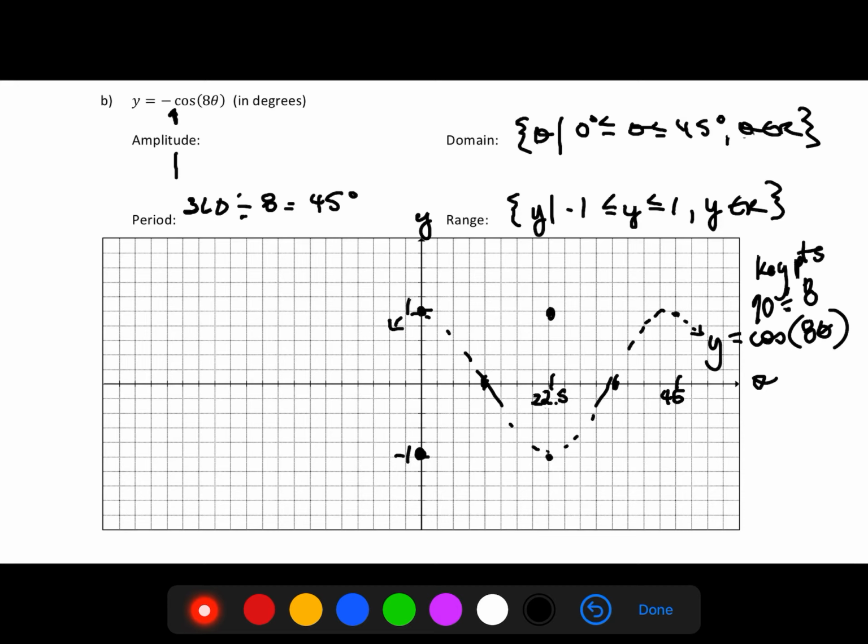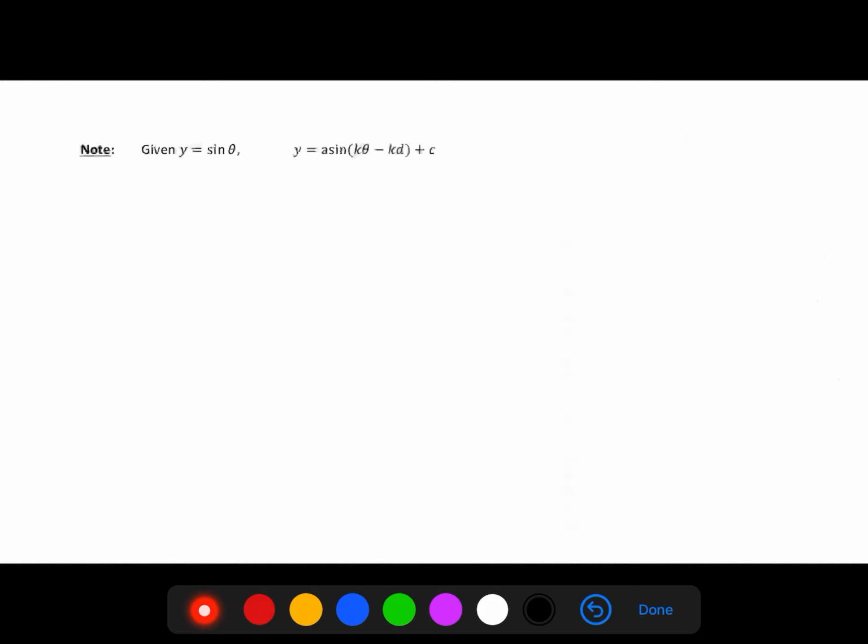That's our graph of y equals cos 8 theta. Reflected in the x-axis, now we're going to start at our minimum, to the middle, to the maximum, to the middle, to the minimum. And there we have our graph of y equals negative cos 8 theta.